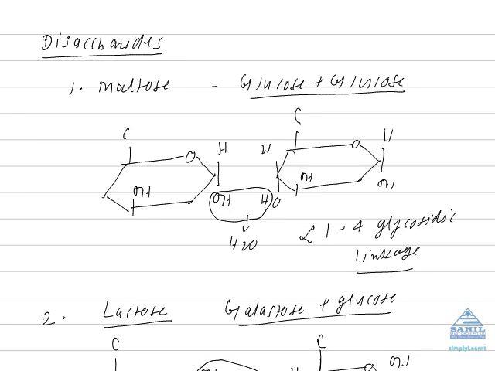In the formation of disaccharide, two monosaccharides are held together by a bond called glycosidic linkage. Now take some example of disaccharide. One disaccharide is called maltose, which consists of two molecules of glucose. This is one glucose. This is one glucose.